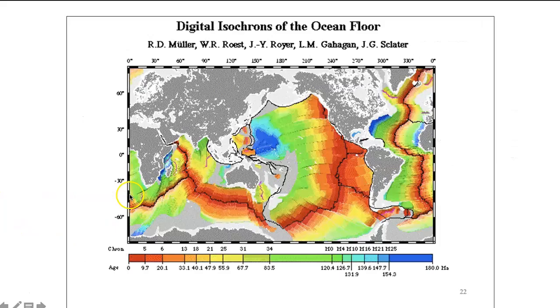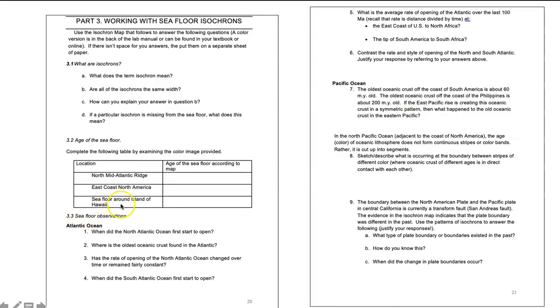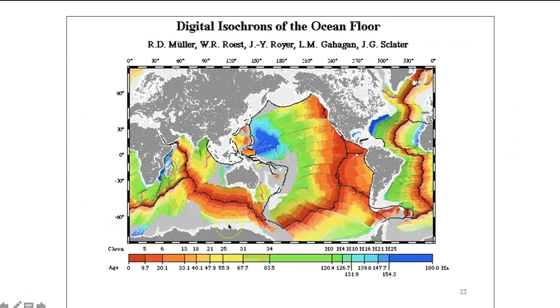East coast of North America. Okay, so here's North America, here's the East Coast, it's this darker blue, so you're going to put in an age that corresponds to the darker blue. Seafloor around the Hawaiian Islands. Well, it's hard to find Hawaii in here, but it's right there. It's a little bit of a blob that's a little bit lighter color than the surrounding, and that's somewhere in this green zone. So you're going to make estimates.